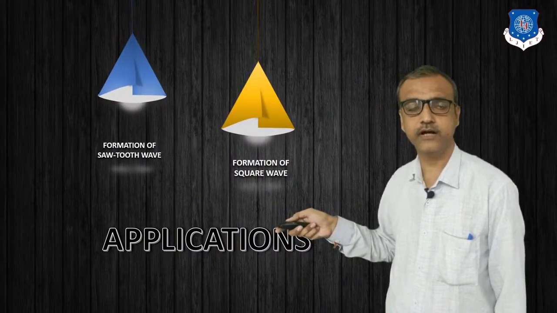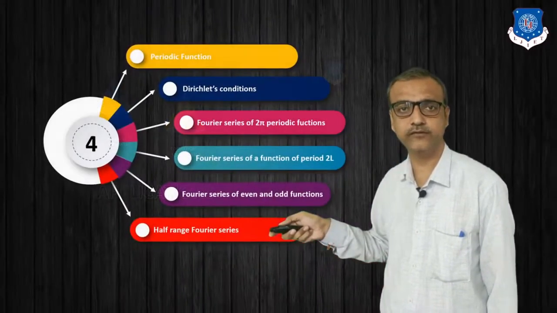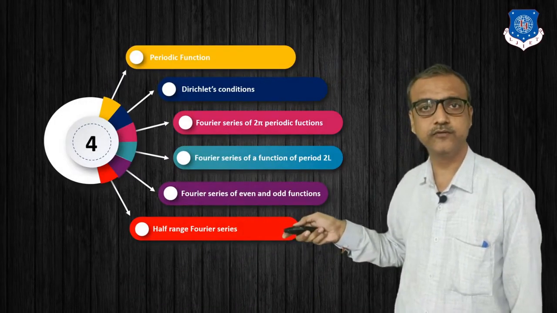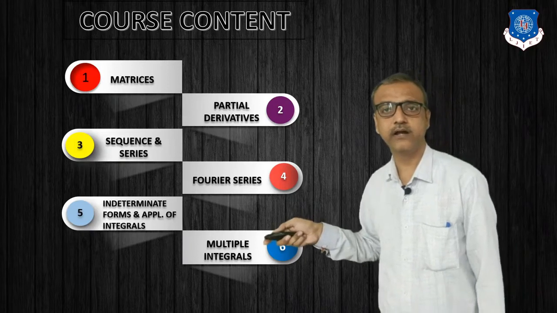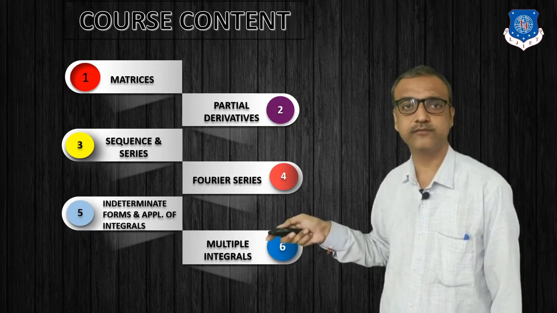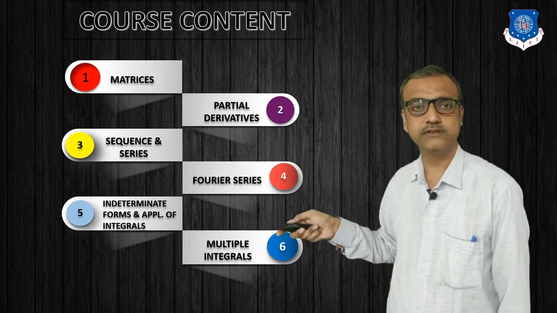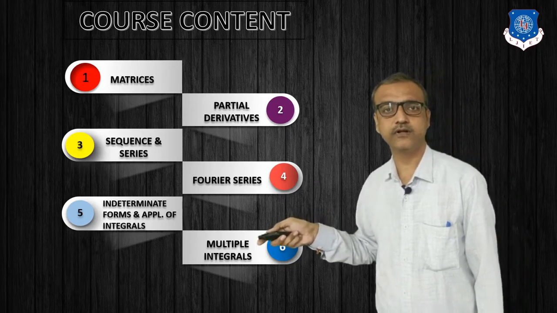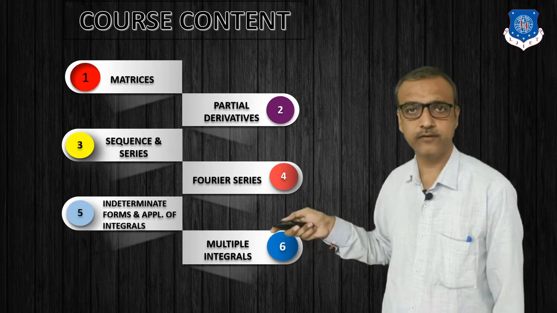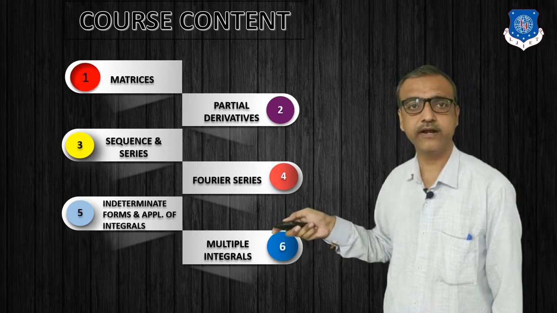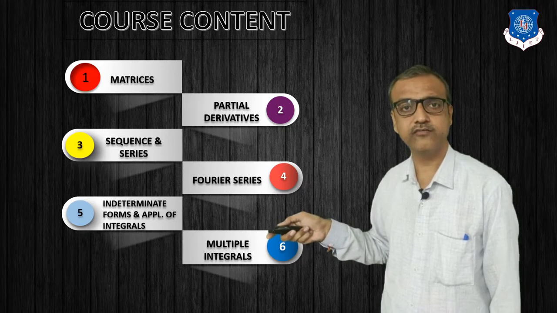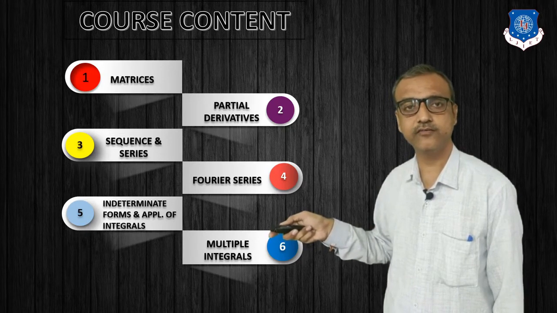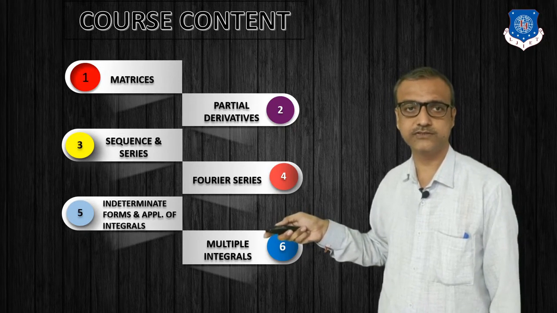Then we have unit number 5, that is indeterminate form and application of integrals. So we have total 7 indeterminate forms, that is 0 by 0, infinite by infinite, infinite minus infinite, 0 into infinite, 1 raised to infinite, infinite raised to 0, and 0 raised to 0.